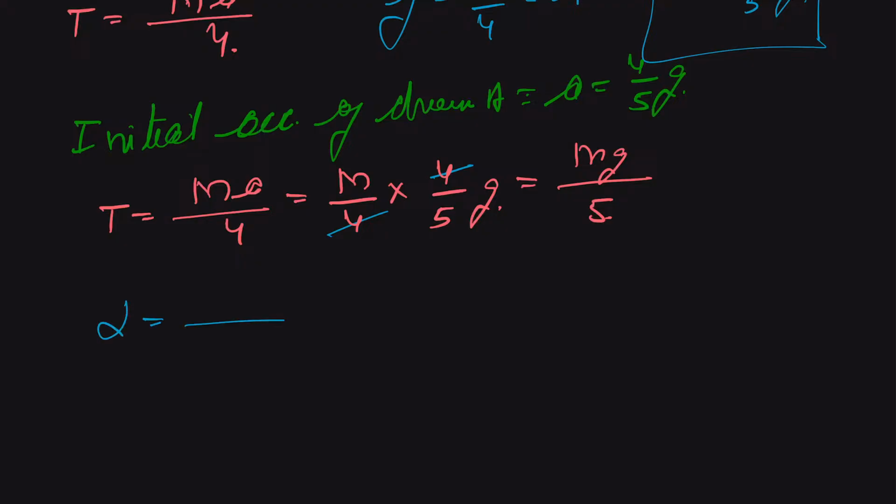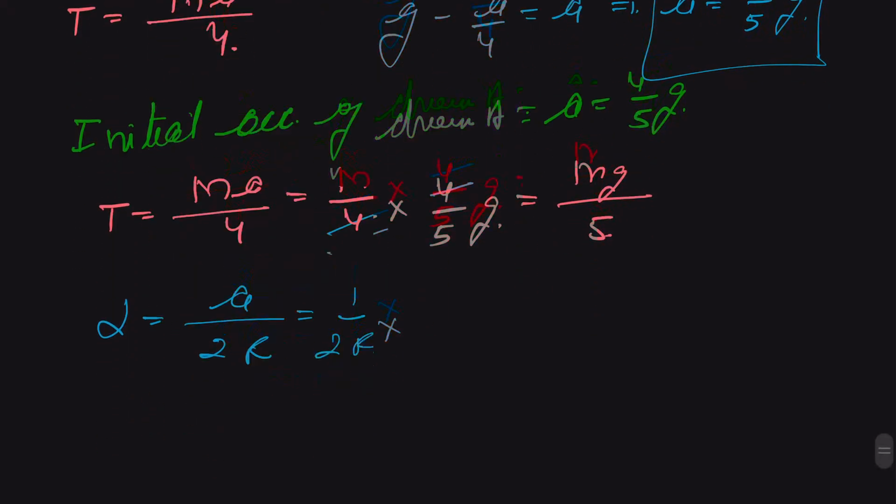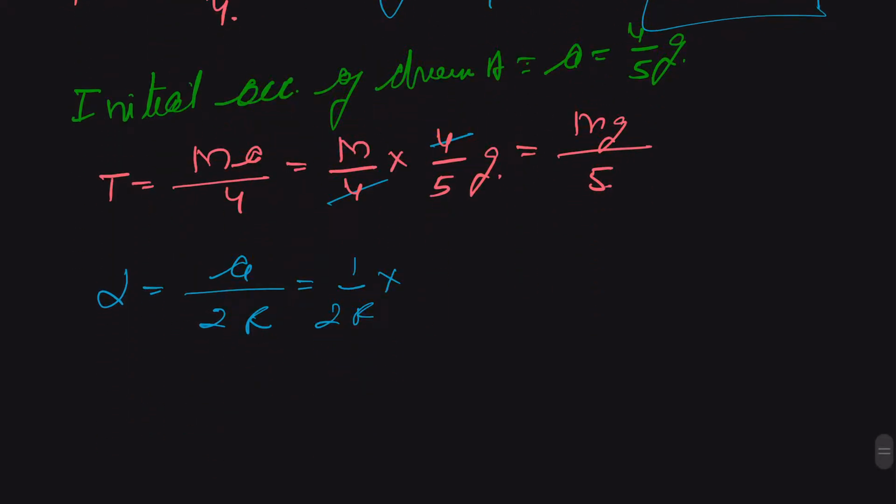And if required, we can further solve it for alpha also. So alpha is equal to a upon 2r, and this comes as 1 upon 2 times a, which is 4 by 5 times g, and 4 goes by 2, so we get alpha will be equal to 2 by 5 times g upon R.